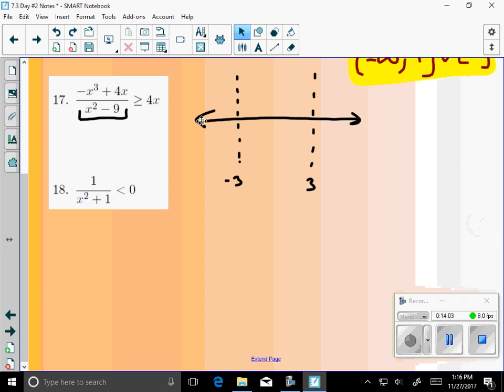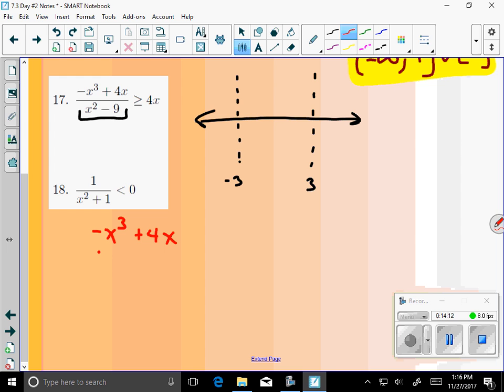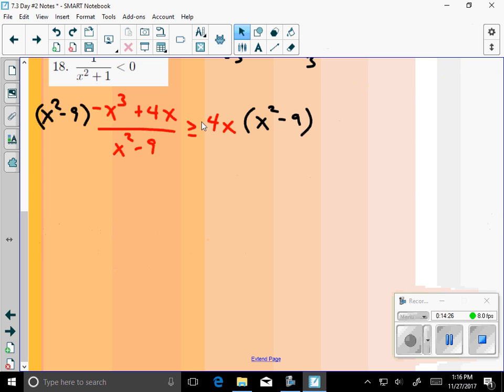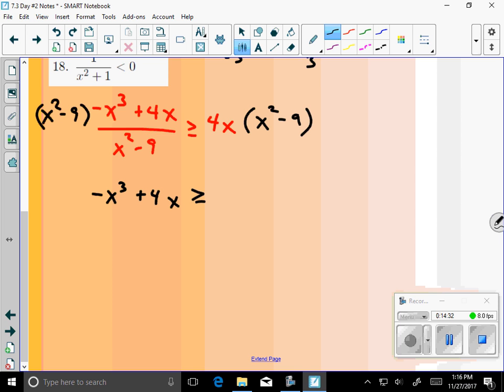Okay, now the next thing I'm going to do is set up an inequality. I'm going to take negative x cubed plus 4x over x squared minus 9 greater than or equal to 4x. And I'm going to multiply both sides by the denominator on the left. Distribute. I'd get a 4x to the third minus 36x.